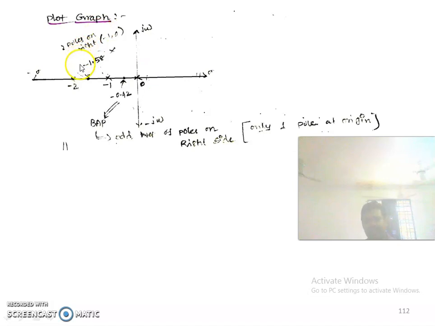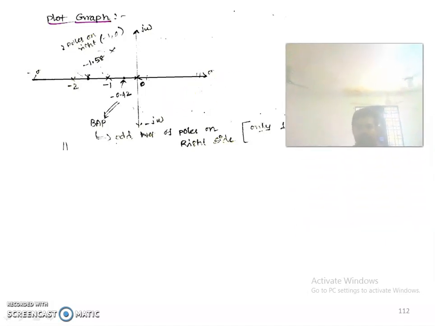Now we are considering -1.58. When you are taking -1.58, there are 2 poles lying to the right of that -1.58. So it is an even number, so it is not a breakaway point. So we have identified the breakaway point.